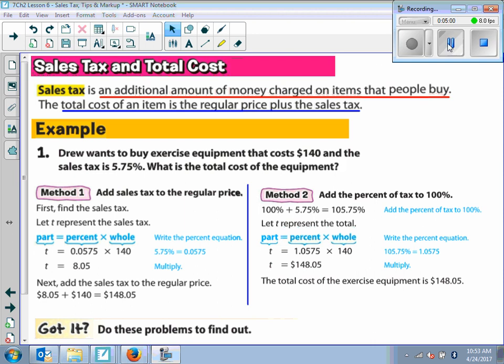So for method 1, we're going to write our what number is question. It would be, what number is 5.75% of $140?